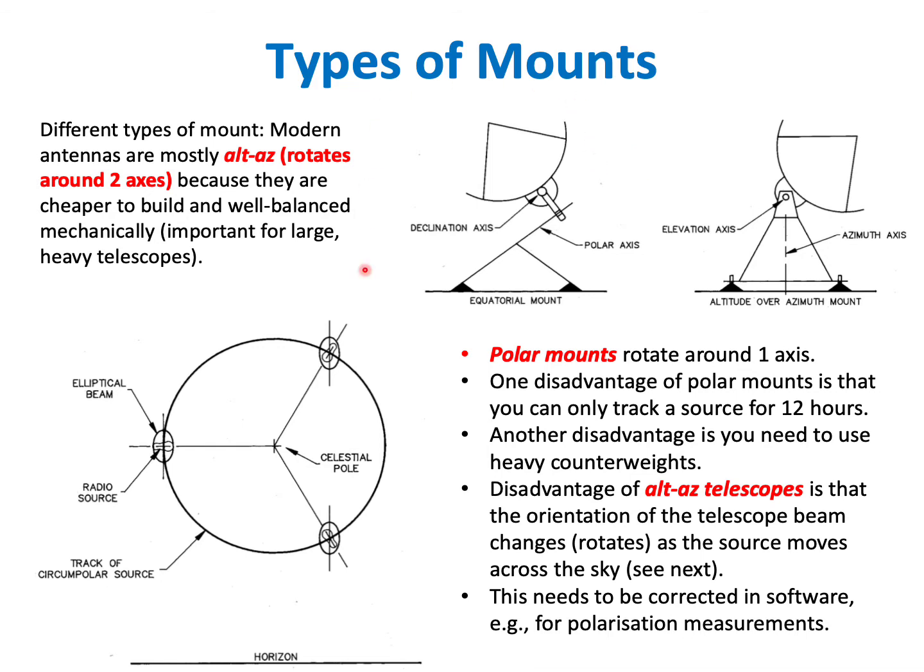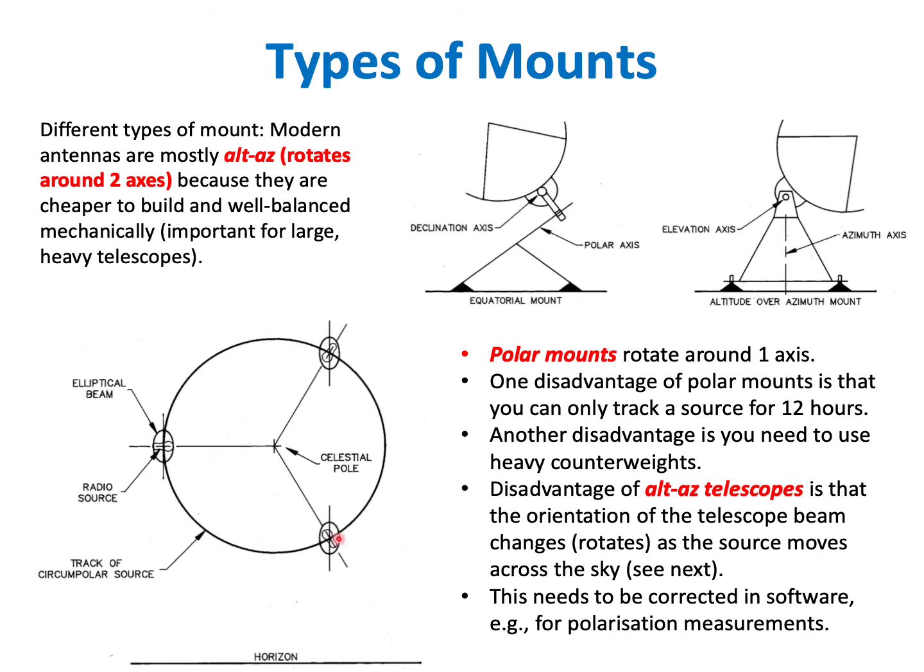So one disadvantage to the polar mount is that you can only track a source for 12 hours, whereas with the alt-az mount, you can track a source for as long as it's above the horizon. Another disadvantage with the polar mount is you have to use heavy counterweights back behind the telescope. But there are disadvantages to the alt-az telescope. So the main disadvantage there is that your beam rotates on the sky. And if you're doing something like a polarization measurement, you need to correct for that.